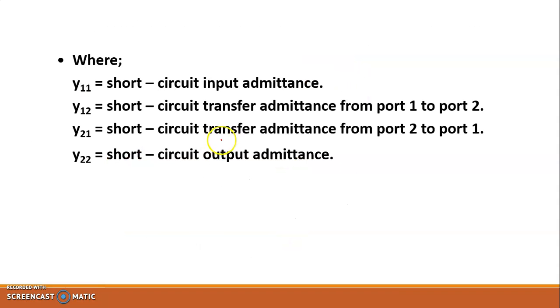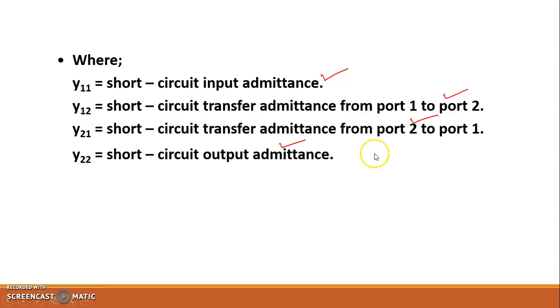So the names are: Y11 is the short circuit input admittance, Y12 is the short circuit transfer admittance from port 1 to port 2, Y21 is the short circuit transfer admittance from port 2 to port 1, and Y22 is the short circuit output admittance. These are the names of the Y parameters.